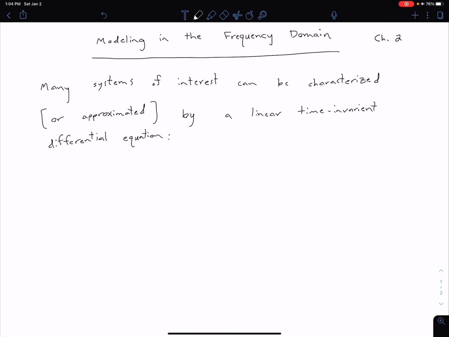Coming back to chapter 2 though, it turns out that many systems of interest can be characterized, or at the very least approximated, by something called a linear time-invariant differential equation. Often you'll see this referred to as LTI equations or LTI systems. Essentially, if we have a linear input or some combination of linear inputs, we're going to have a similar linear response in our output. That's the linear part. Time invariant means that we're going to get the same output for a given input regardless of what time we send that input to the system. So we're talking about these linear time invariant systems.